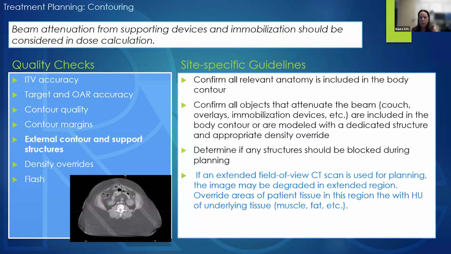For external contour and support structures, we want to confirm that all of the anatomy is included within the body contour, and confirm all objects that would attenuate the beam are included in the body contour as well. We determine if any structure should be blocked during planning, and if an extended field of view CT scan is needed in order to cover the entire body surface of a larger patient. You also want to look for image artifacts and degradation on the outside of the patient. You may need to contour and override those areas with the average HU of the underlying tissue.